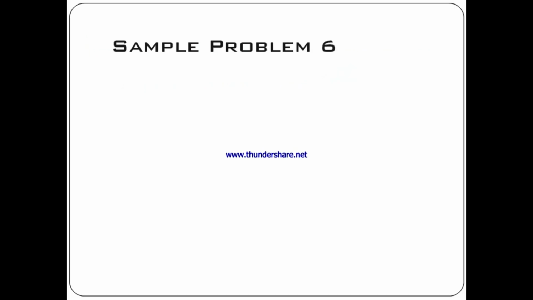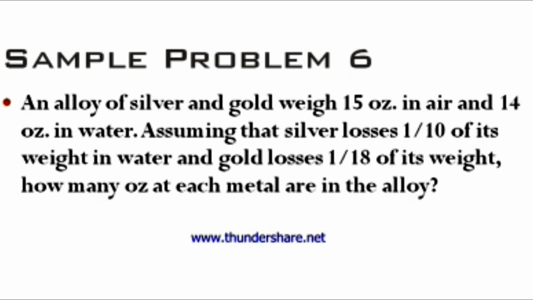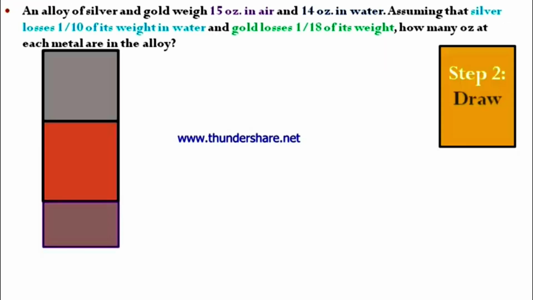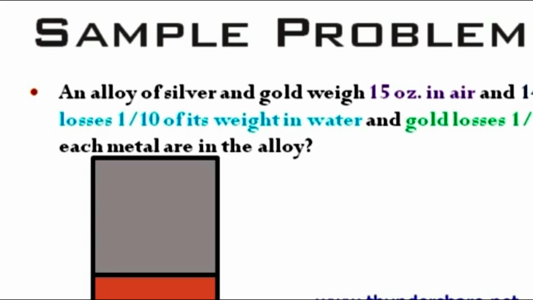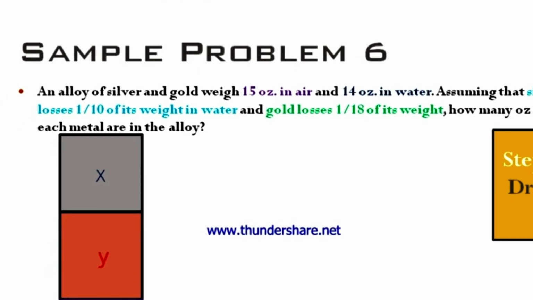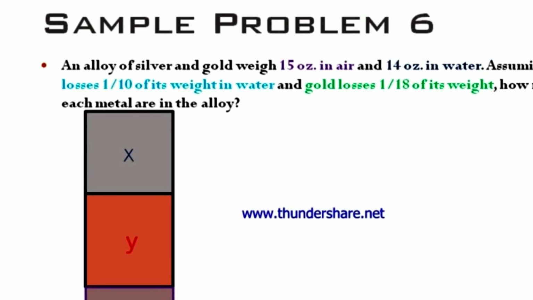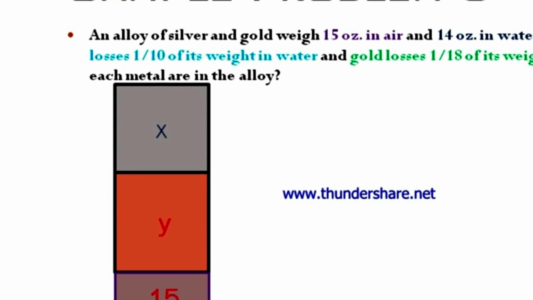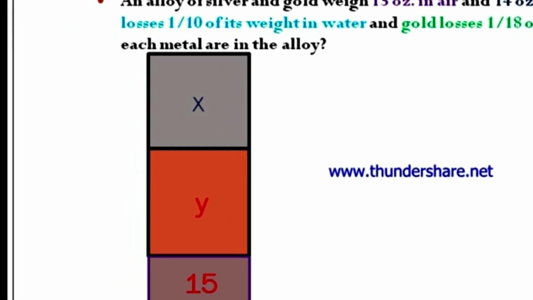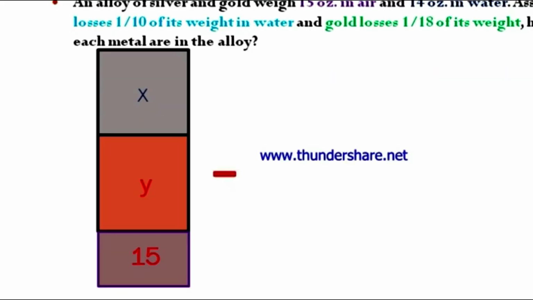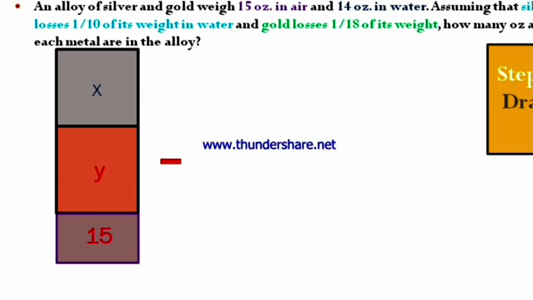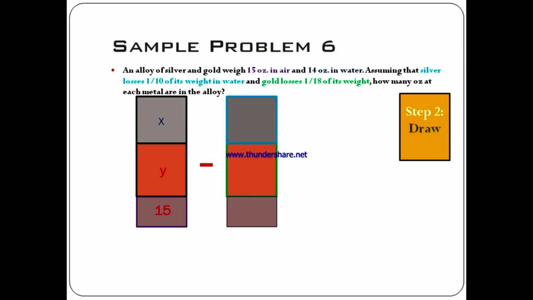Example problem number 6. So step 1, read. So draw. This mixture, when it is in air, is 15 ounces. It doesn't say how much gold or how much silver is in that particular alloy when it is in air. So those are variables, X and Y. We subtract, because it says here it loses weight when it is in water, right? So how much do we subtract?